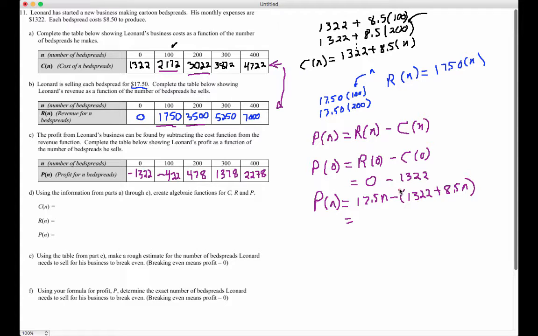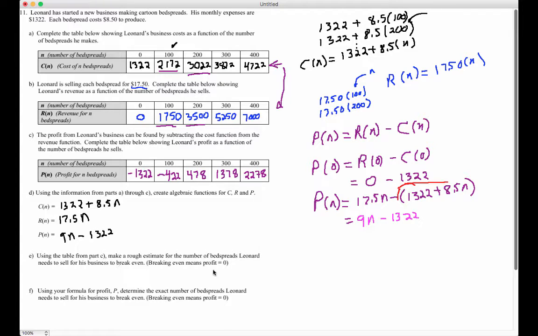Okay, now when we simplify that, distribute the negative 1 here. In other words, think about this as being a -1 right here, and distribute it to change the signs, and simplify all of that arithmetic, and you'll end up with 9n minus 1,322. Okay? All right, so let's go fill those in. Let's go put them over here where they belong. So that's going to be 1,322 plus 8.5 n, and then it's going to be 1750, or 17.5 if you prefer, times n, and then our profit function is going to be 9n minus 1,322.